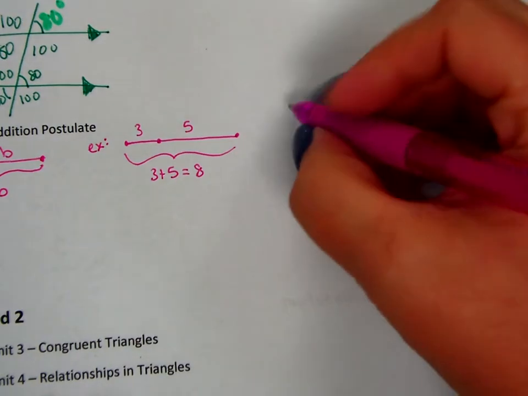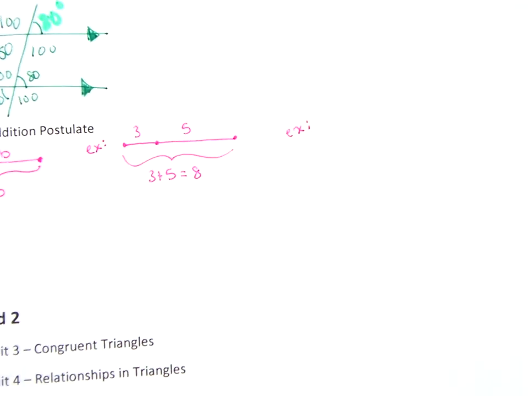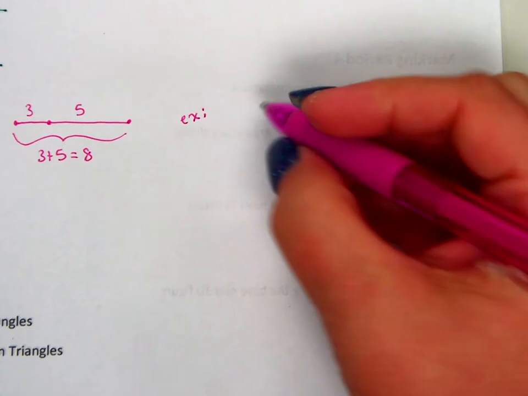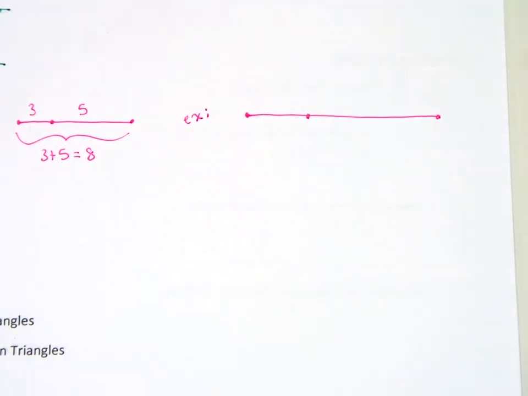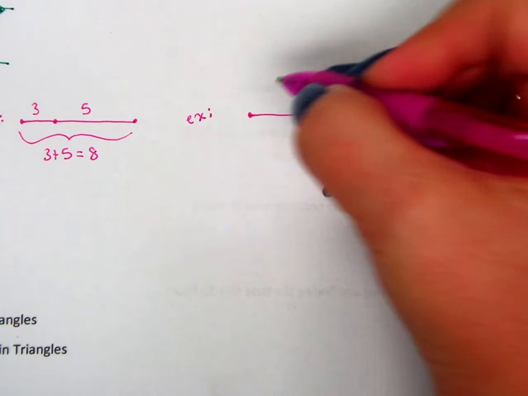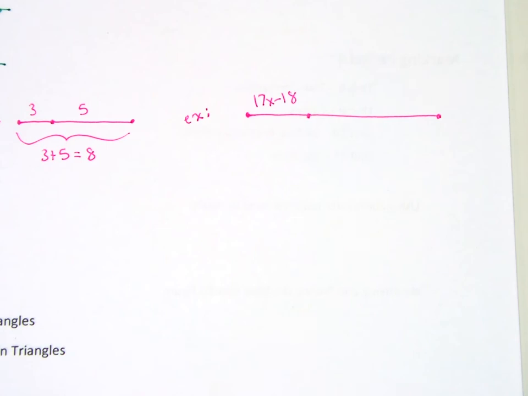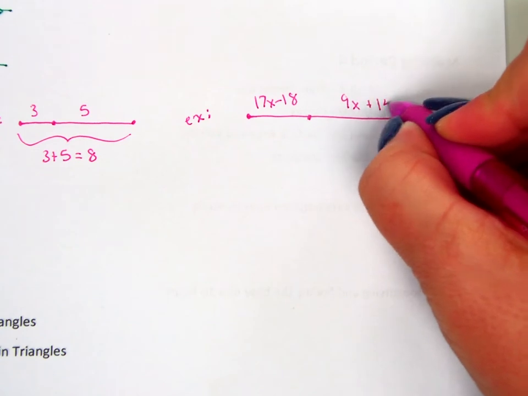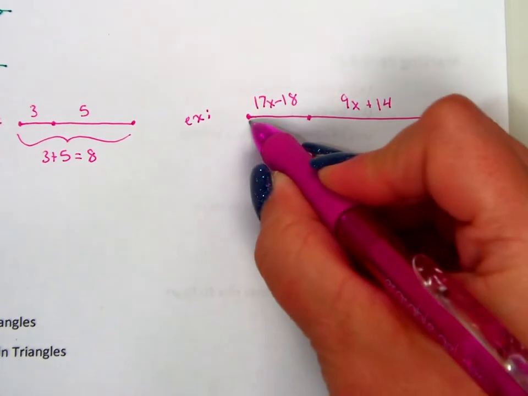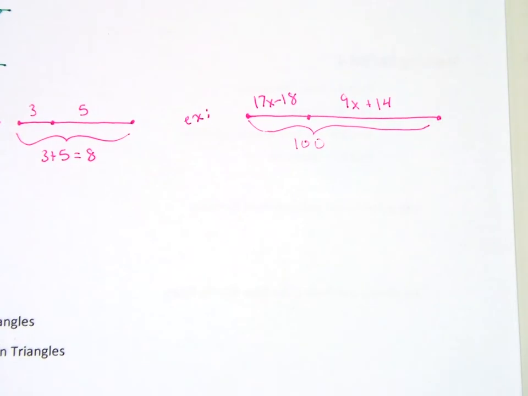Okay? Sometimes we see these with algebra, just like we have our angle bisectors and we see angles with algebra. So let's look at one of those kind of examples in case we see that when we do our exam. So let's say I have 17x minus 18 and 9x plus 14. And let's say I tell you the whole thing equals 100 units. How would I solve this one for x?